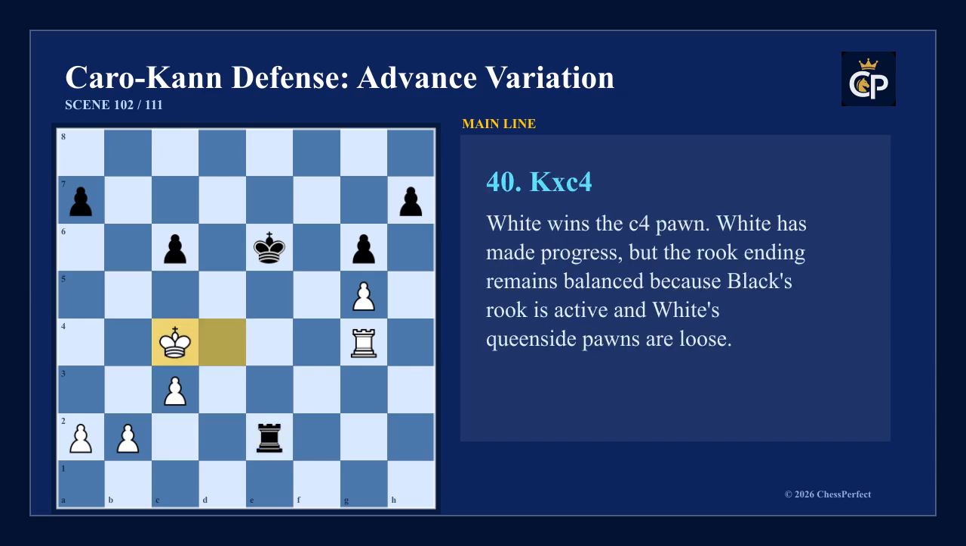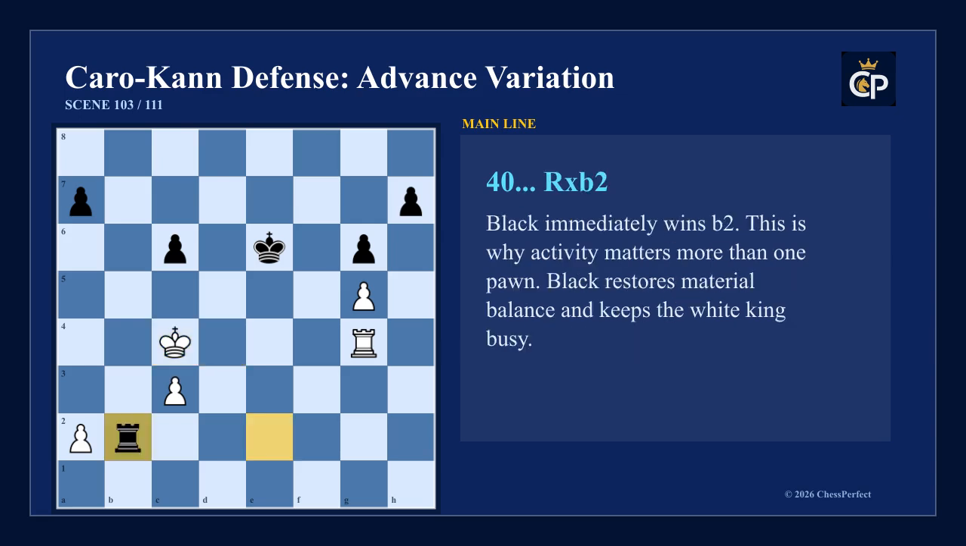King takes c4. White wins the c4 pawn. White has made progress, but the rook ending remains balanced because black's rook is active and white's queenside pawns are loose. Rook takes b2. Black immediately wins b2. This is why activity matters more than one pawn. Black restores material balance and keeps the white king busy.